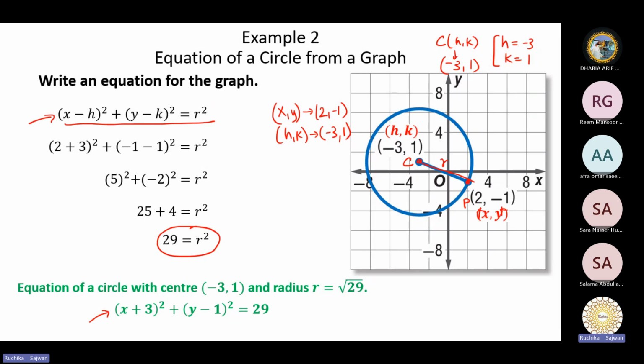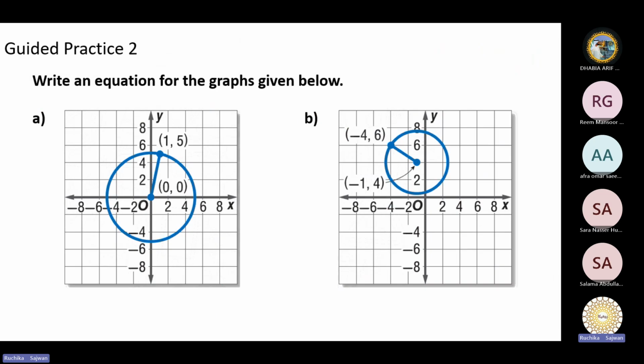Now I'll give you a question to try. Let's do question A together and B would be your homework. So this is homework. Let's do this one. Okay, now first of all, I want you to look at the circle and tell me the coordinates of the center. Do you see? h, k, how much? Center is 0, 0, origin.